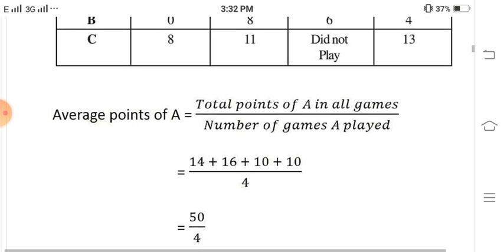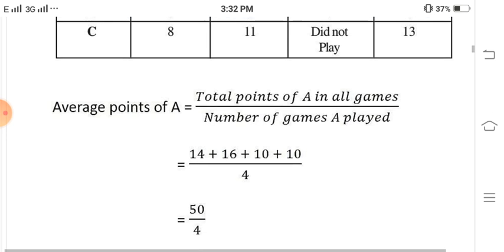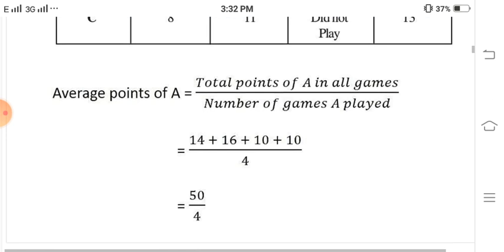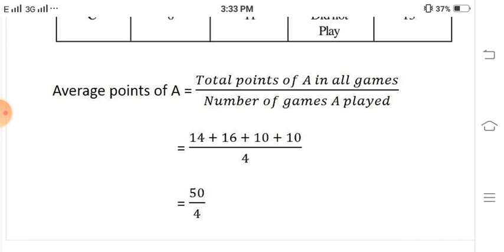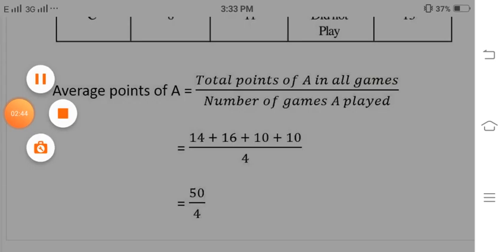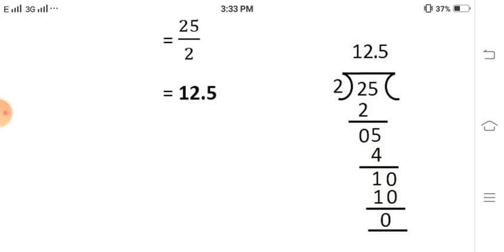So on adding, it is equal to 50 upon 4. They will be cancelled out with each other on the table of 2. So it becomes 25 upon 2. Now on further division, it is equal to 12.5. So the average of player A is 12.5 points.